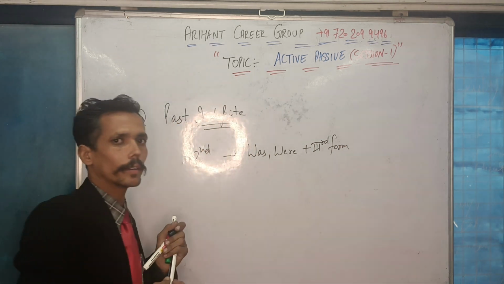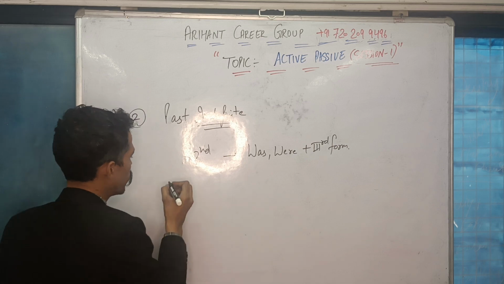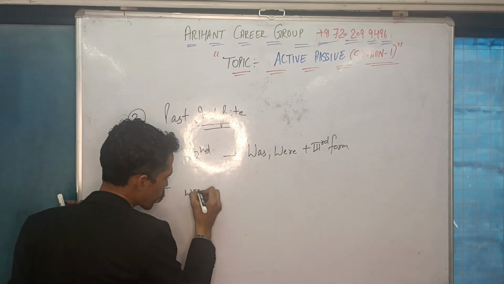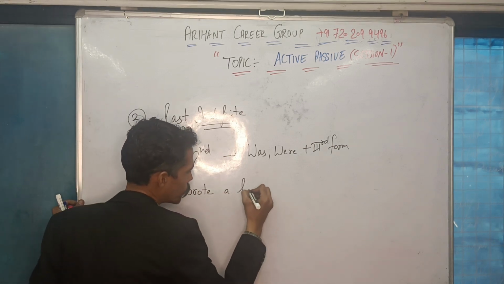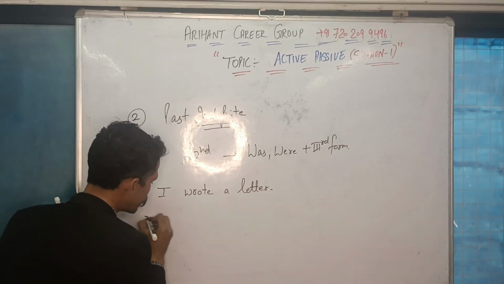So earlier, what was my sentence? I write a letter. Now it will become I wrote a letter. So letter will become your object. A letter.